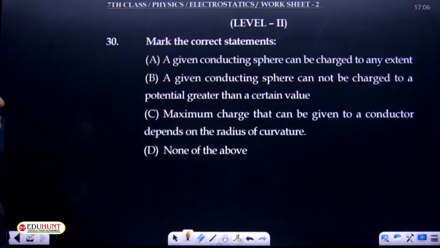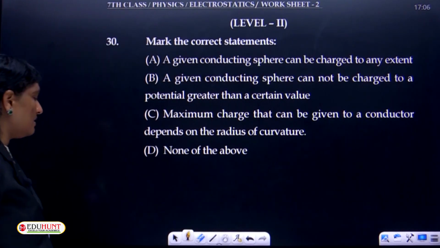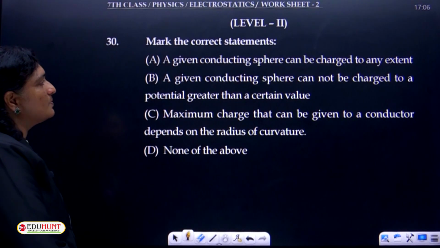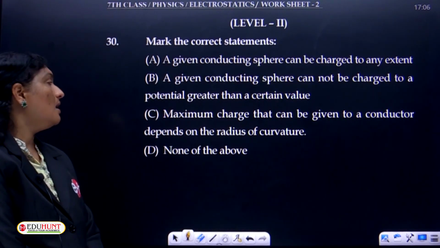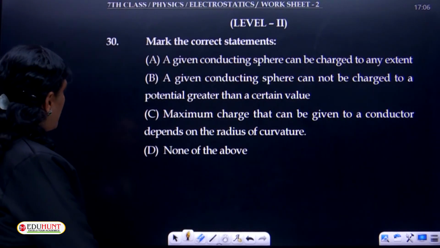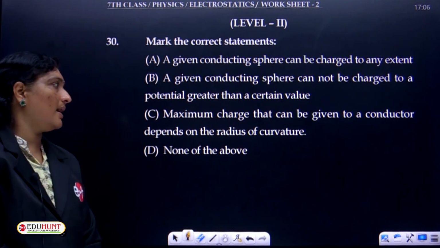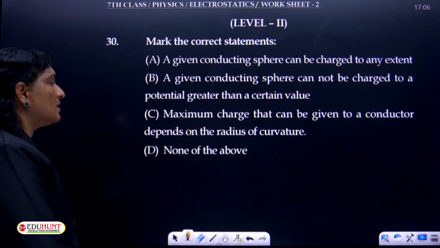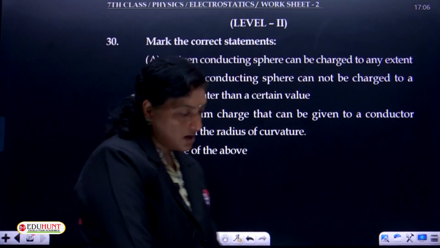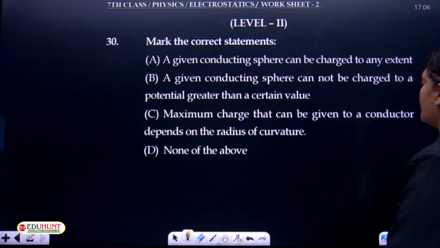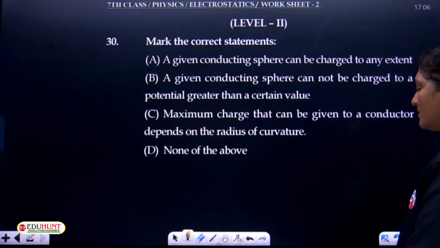Now, moving to the last question. Mark the correct statements. So, 4 options are given, children. One among them must be true. First one, a given conducting sphere can be charged to any extent. A given conducting sphere cannot be charged to a potential greater than a certain value. Maximum charge that can be given to a conductor depends upon the radius of curvature.